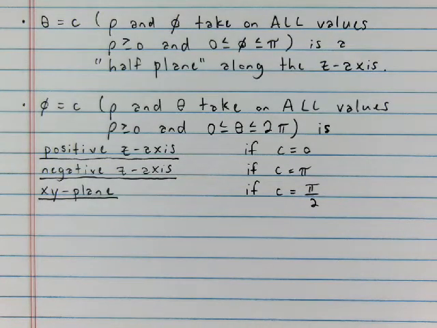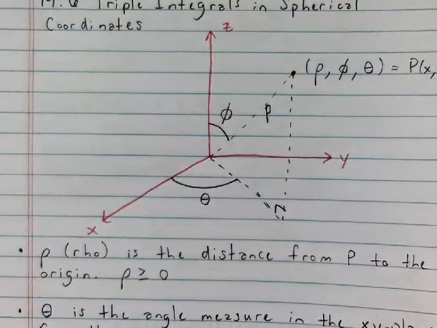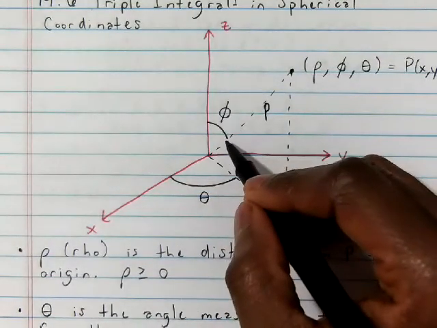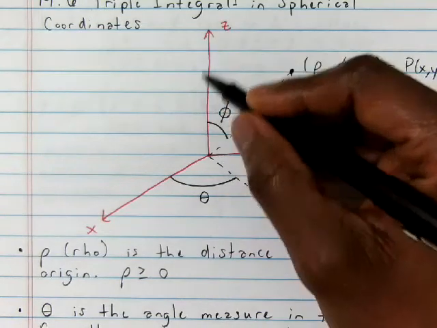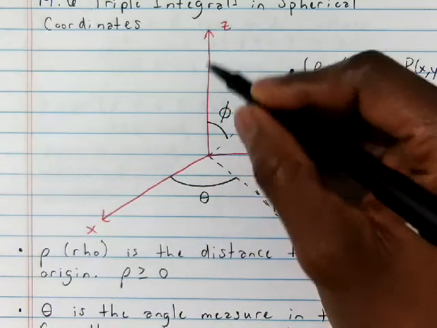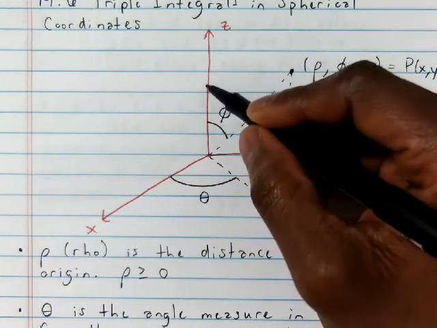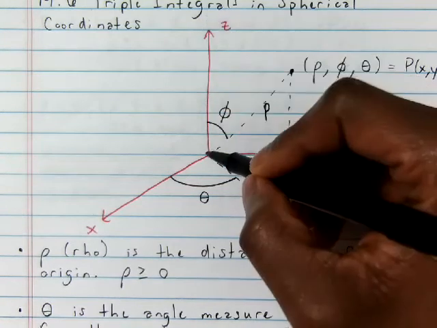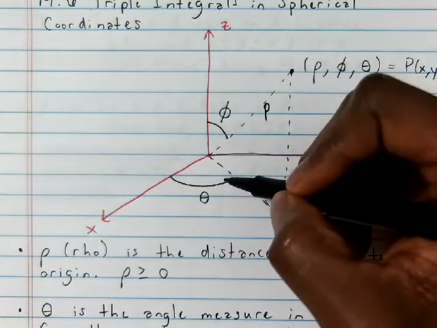So c is equal to 0, c equals pi, and c equals pi over 2. Remember, this is phi that's fixed. Phi is the angle from the positive z-axis. If phi is fixed at 0, we're stuck on the z-axis, and rho gets to vary from 0 to infinity, so that gives us the entire z-axis, and then theta gets to go from 0 to 2 pi. We're just spinning around in a circle, but we're stuck on the z-axis. So we'll just get the positive z-axis in that scenario.